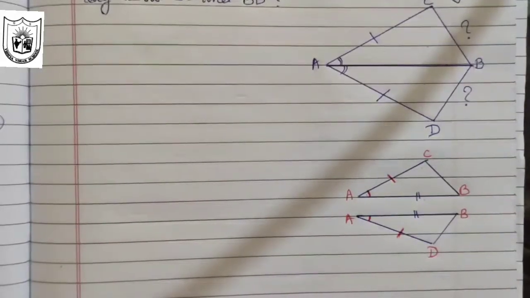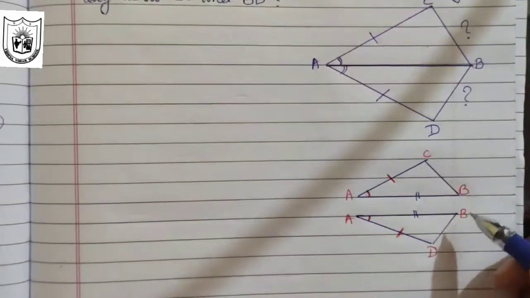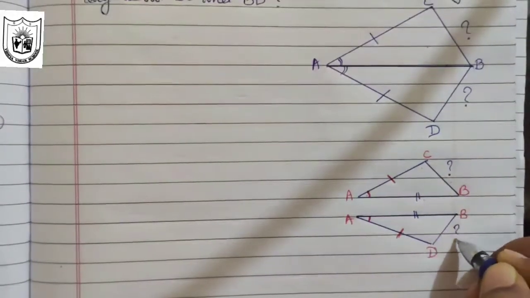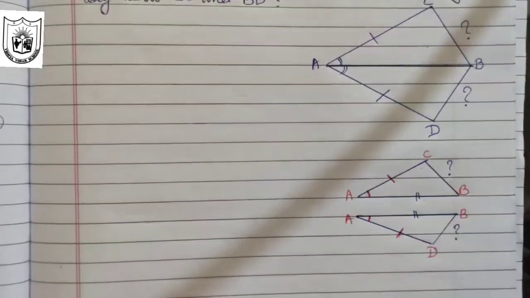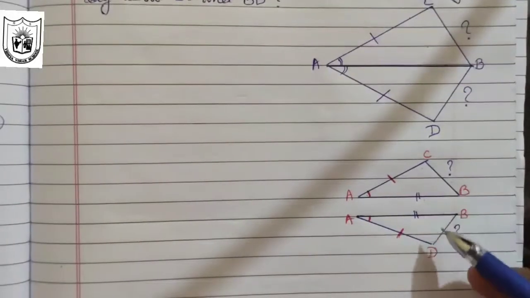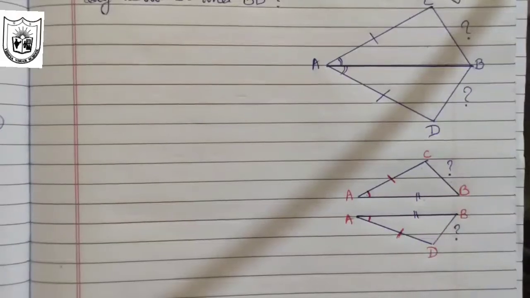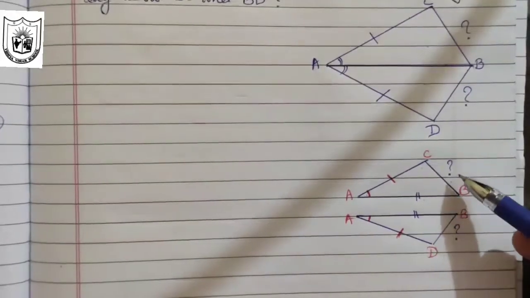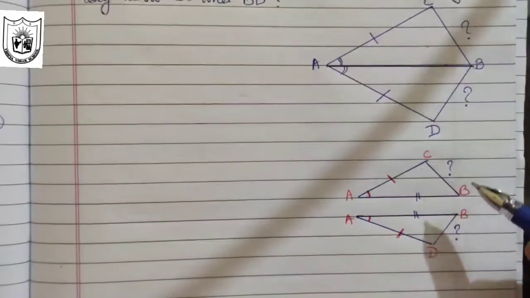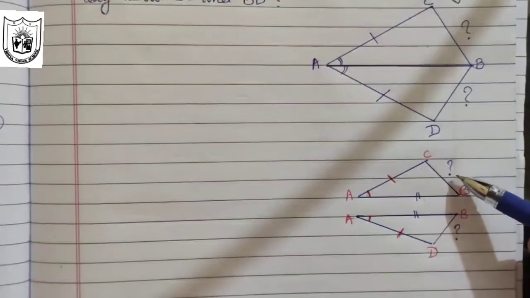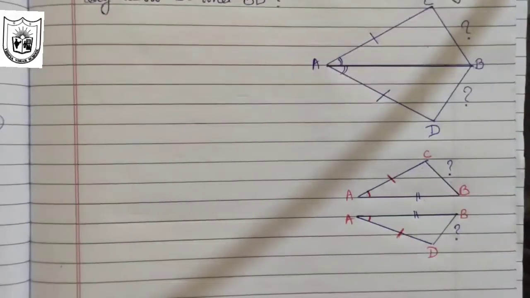The next question was, what can you say about BC and BD? That is, this line segment BC and BD. What can you say about both these line segments? Now once we prove that both the triangles are congruent, definitely the remaining sides also will be equal, isn't it? Because they become the corresponding parts of the congruent triangles. So the reason will be CPCT, and we can say that BC and BD will be equal.